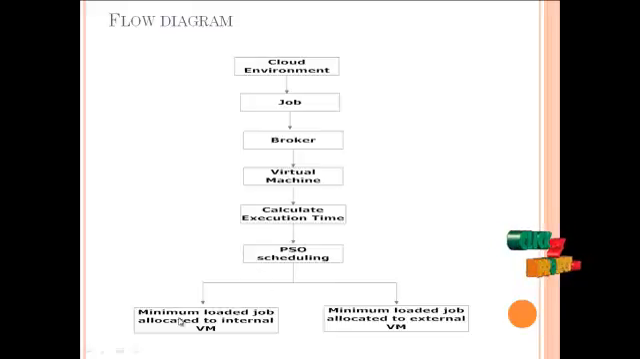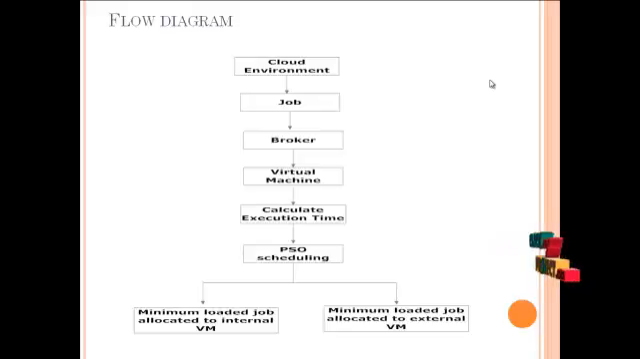And we have to allocate the minimum loaded job to an internal virtual machine and the minimum loaded job to the external virtual machines. This is the flow diagram of our project, and finally we have to assign the VM to the job and perform the cost calculations. So we have to perform the cost calculation with a minimized cost to execute on each virtual machine.